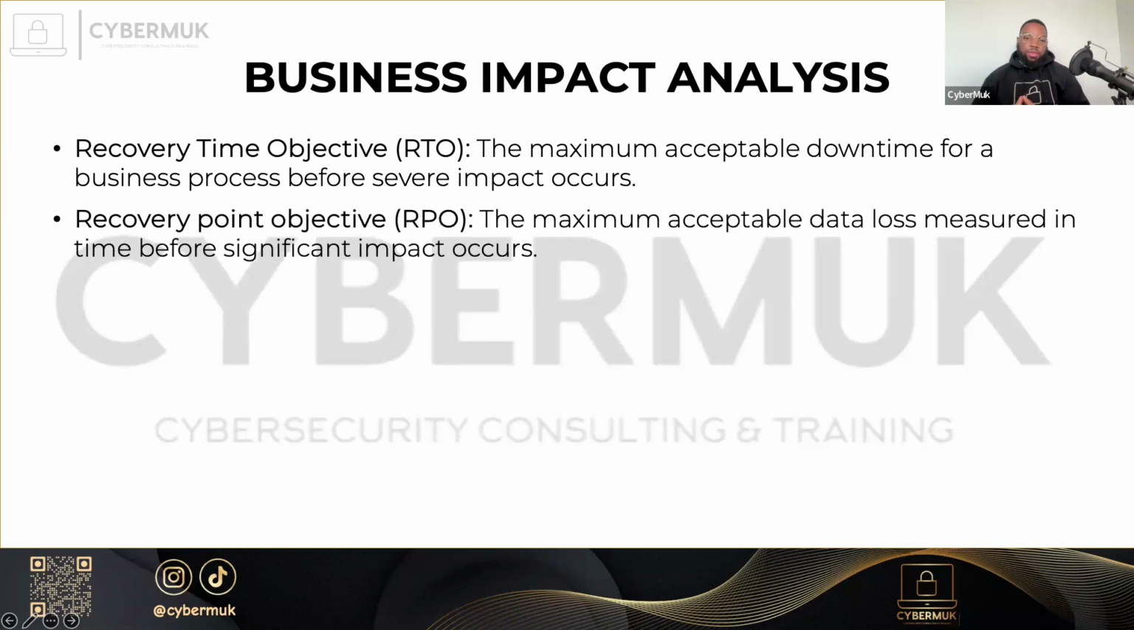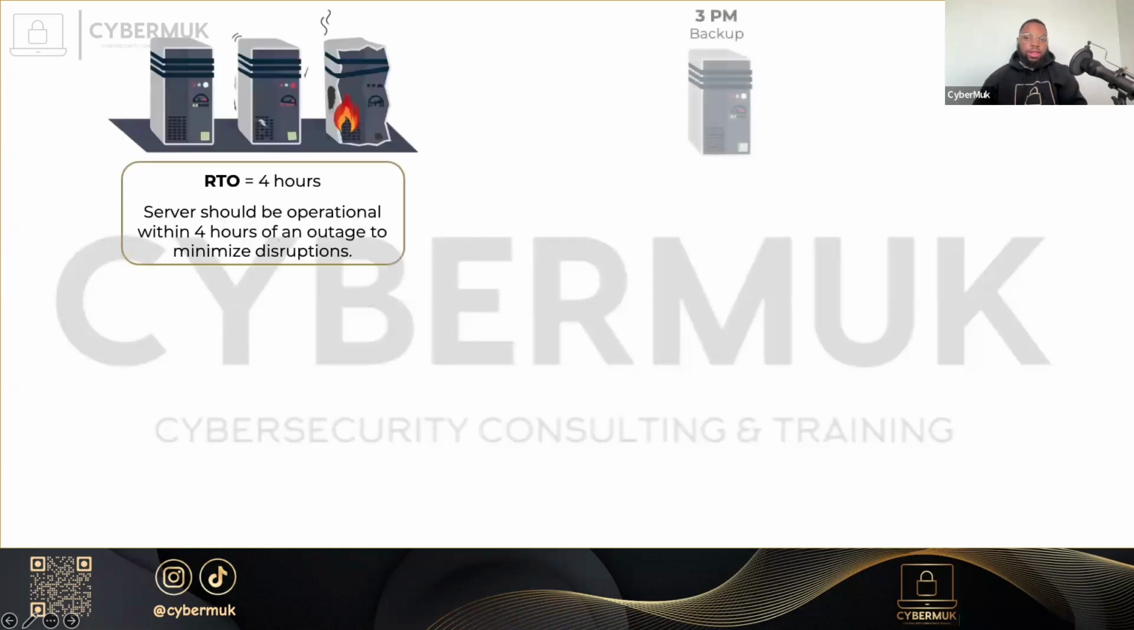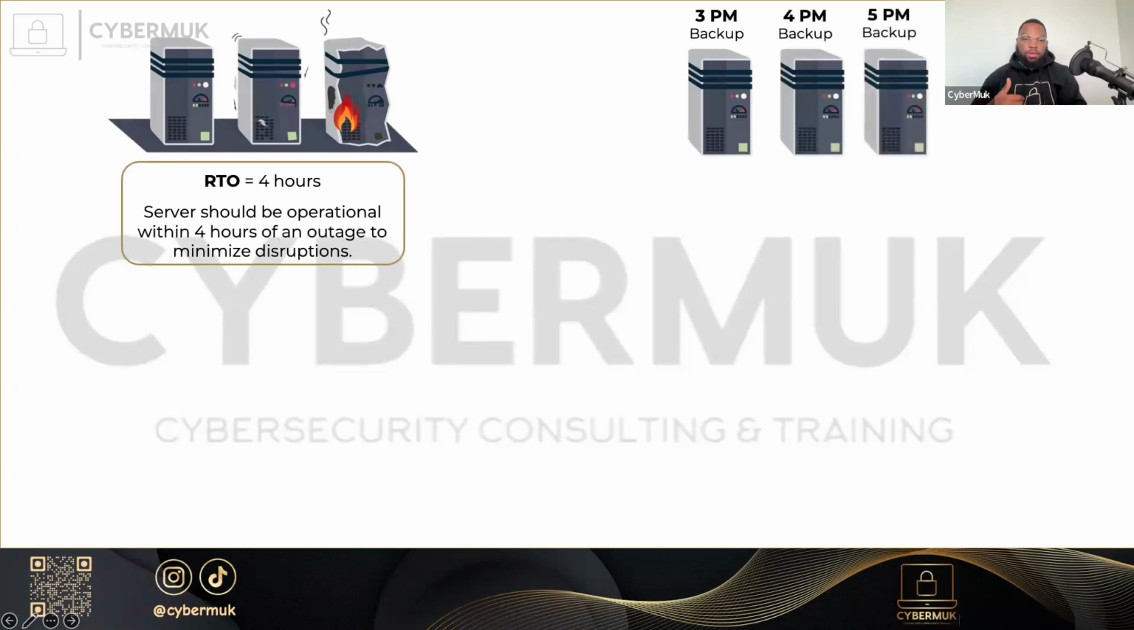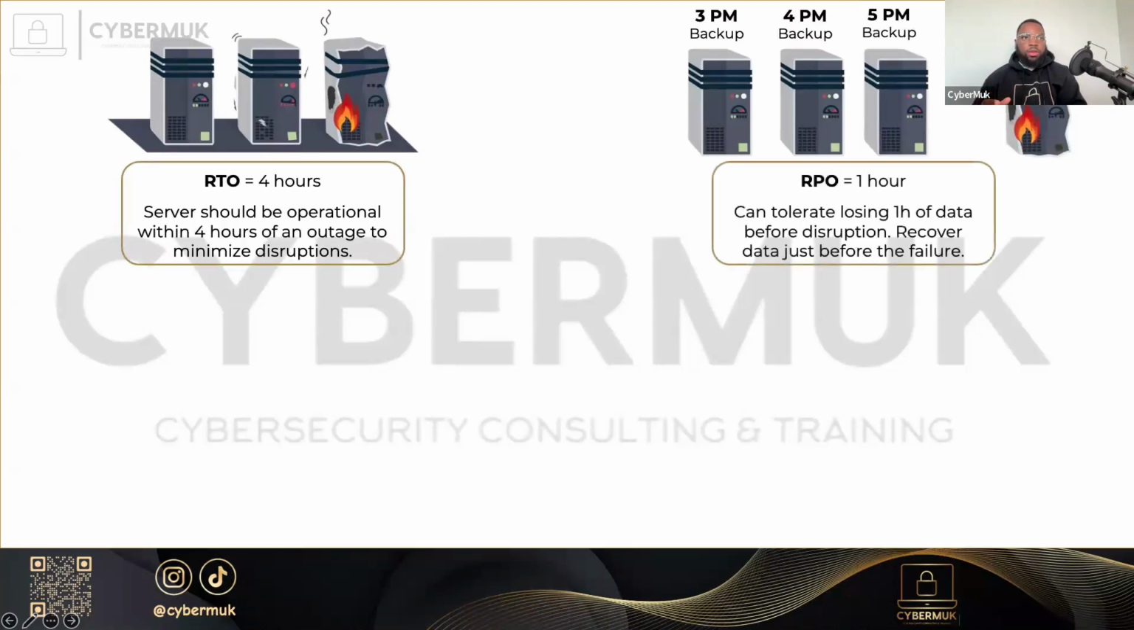Recovery point objective is the maximum acceptable data loss measured in time before significant impact occurs. So what is the maximum data that you can accept? For example, let's say you perform your backups every hour. 3 p.m. automatic backup of your data and your work. 4 p.m. automatic backup of data and your work. 5 p.m. automatic backup of data and your work. And then at 6 p.m. your servers crash. Then your RPO is 1 hour, means that your organization can tolerate losing 1 hour of data before disruption. So they can recover data from 5 p.m. onwards, but they can tolerate losing 1 hour of data.